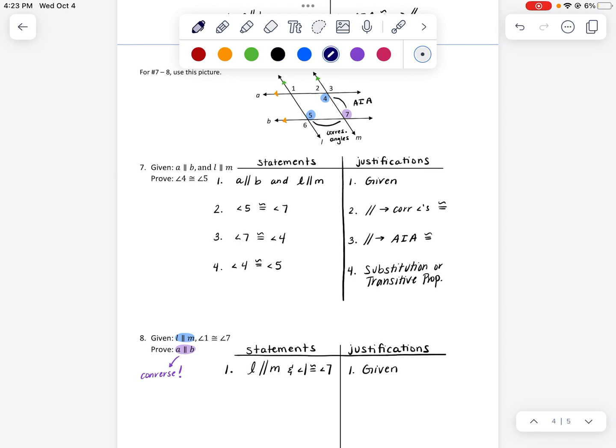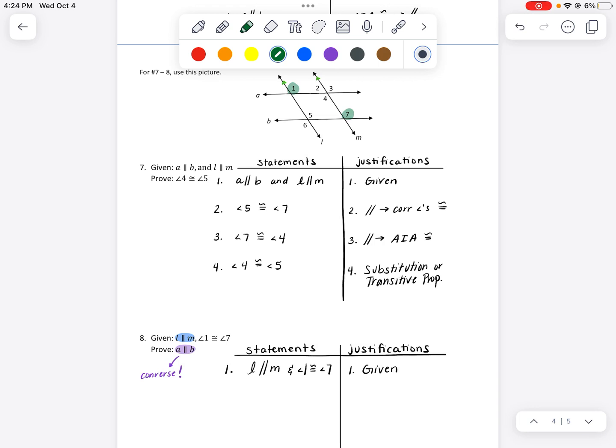Okay, so I'm going to erase what I have. I know L is parallel to M, so I'm going to erase these. I don't know that. And erase these. Okay. So I do know that angle 1 is congruent to 7. So 1 is congruent to 7. I'm trying to prove that A and B are parallel. So somewhere with A and B, I need to figure out like how to connect them with corresponding, alternating interior, alternating exterior, whatever it may be.